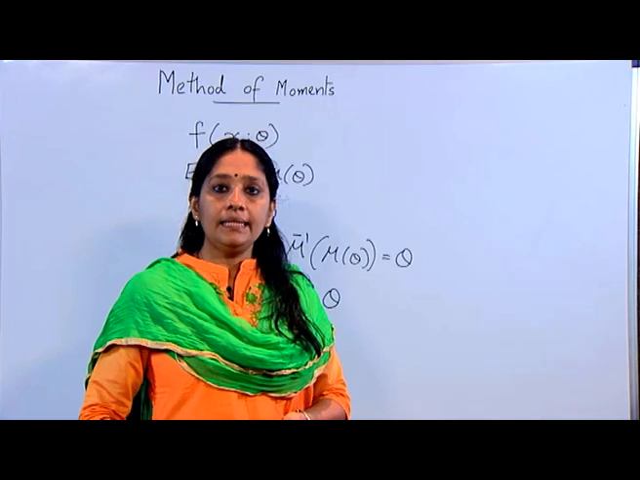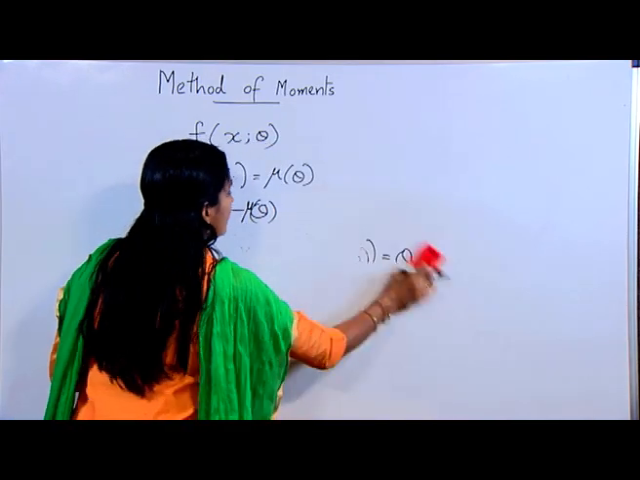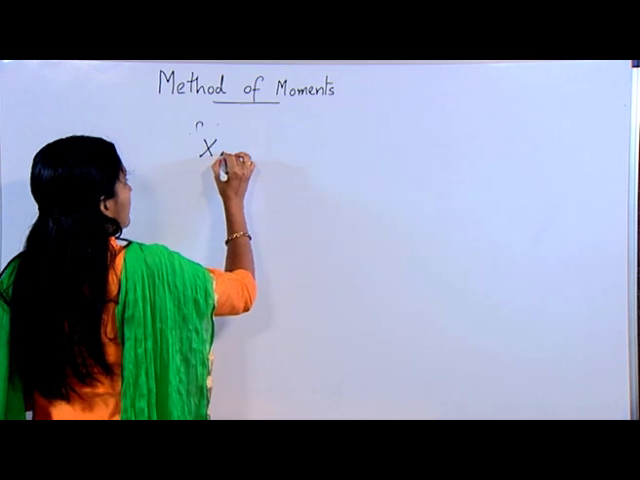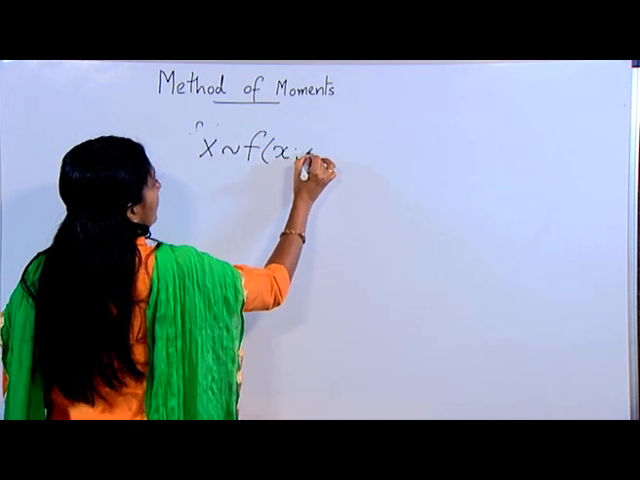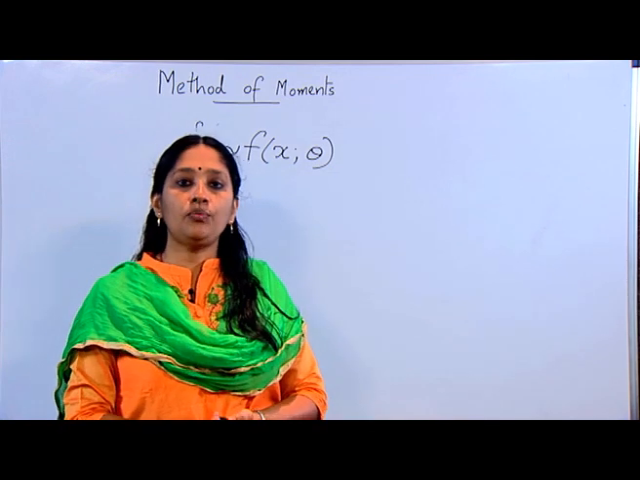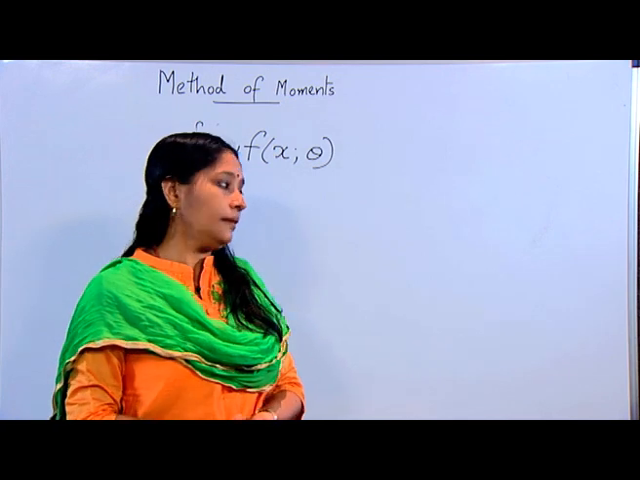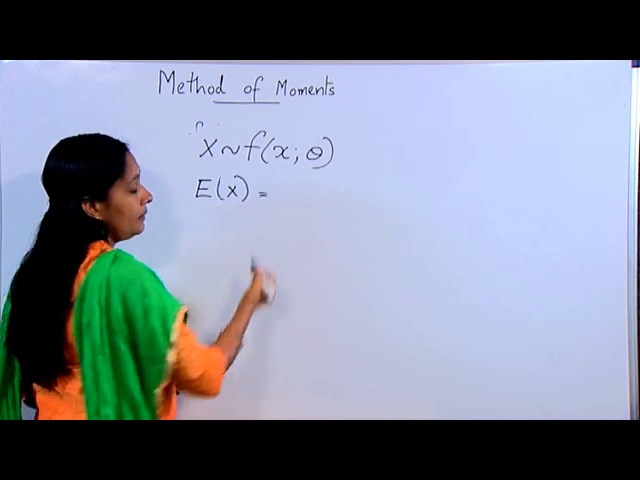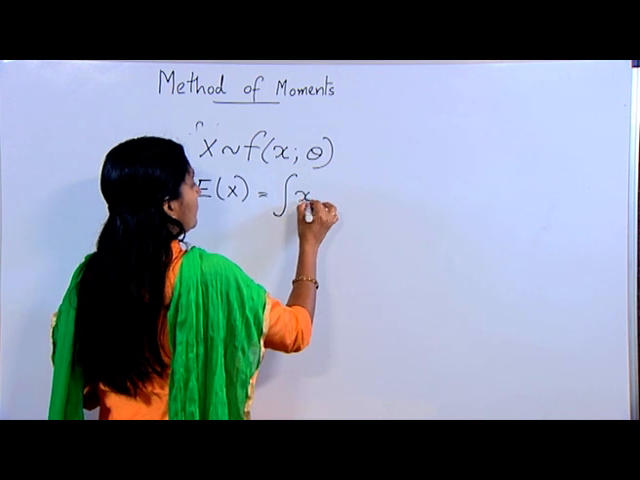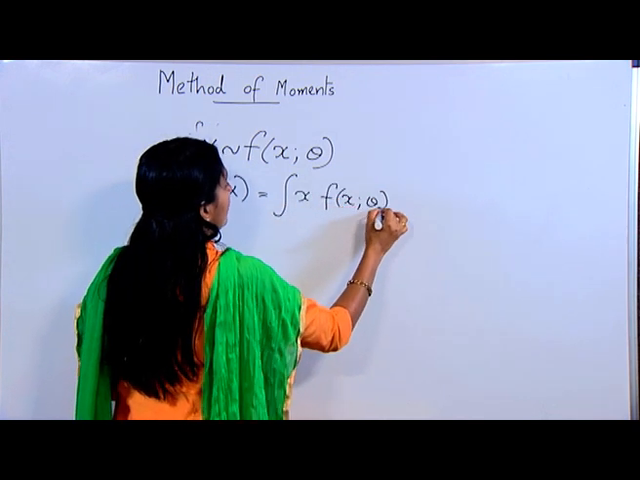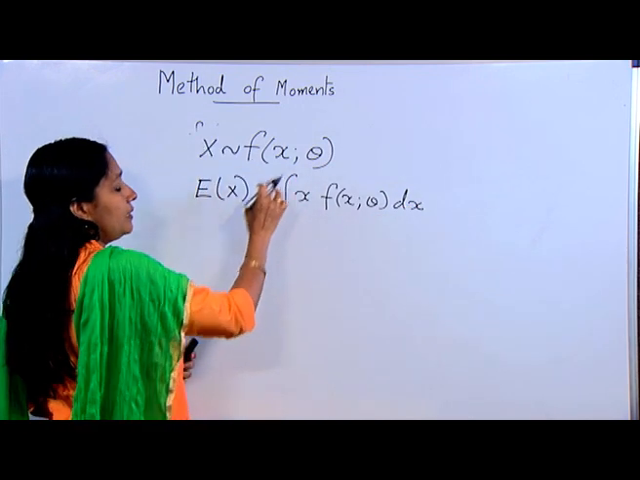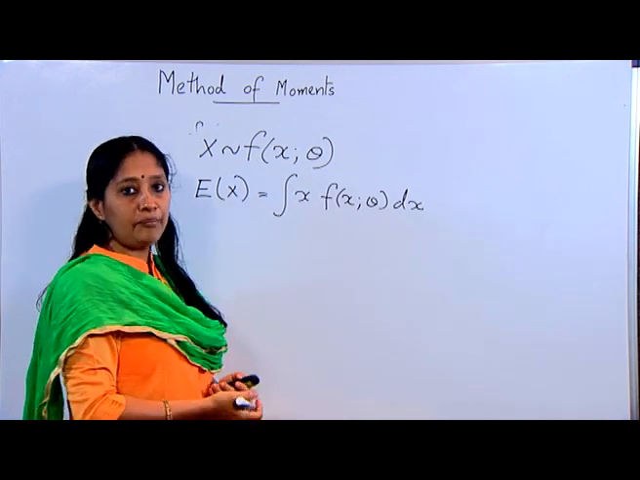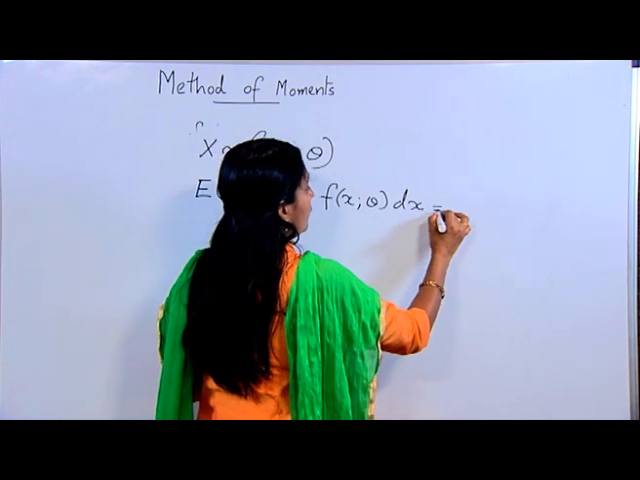To make it more clear, let us discuss the population and sample moments. Suppose we have a random variable X following a distribution with probability density function f of x comma theta. Then we know that the first order moment, expectation of X, can be calculated using the formula integral of x f of x comma theta dx if f of x comma theta is a continuous distribution. Otherwise, in the place of integral you have to use the summation symbol. Let us denote this as mu 1 dash.